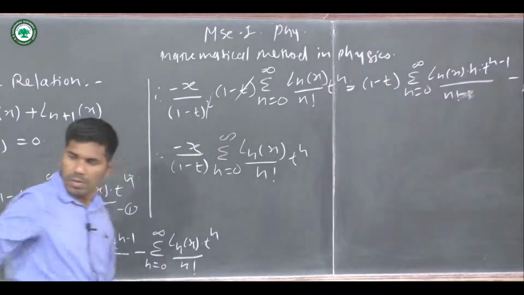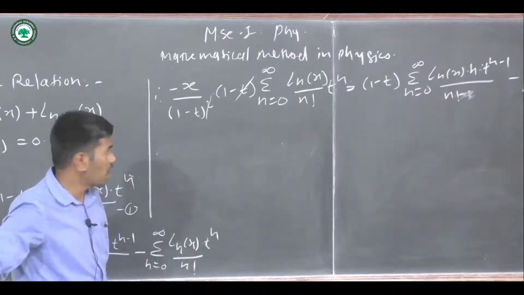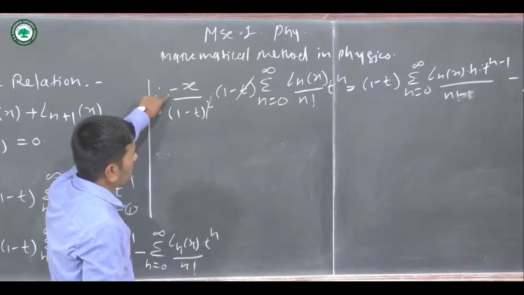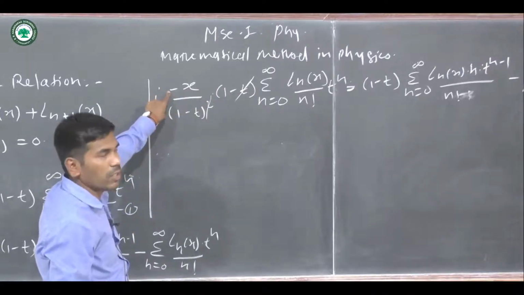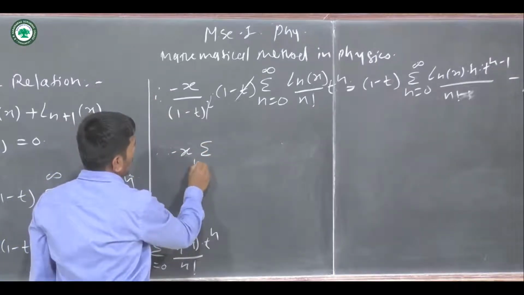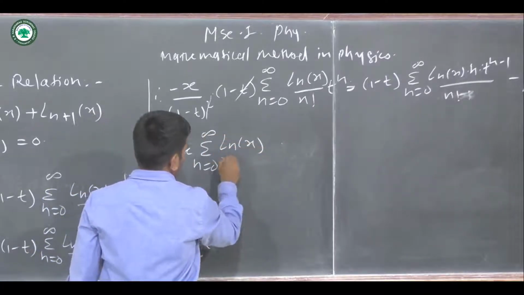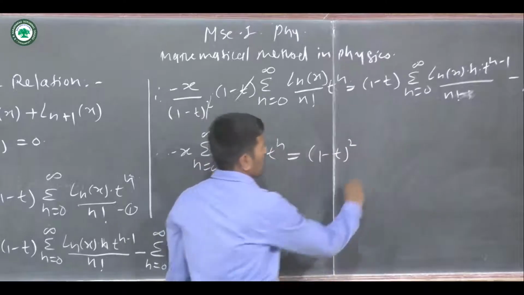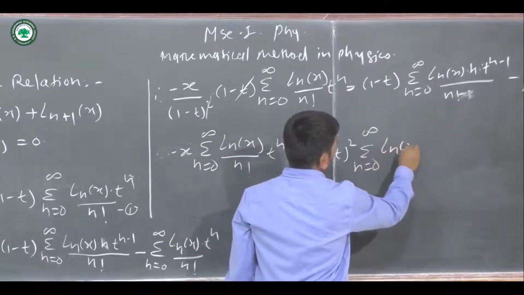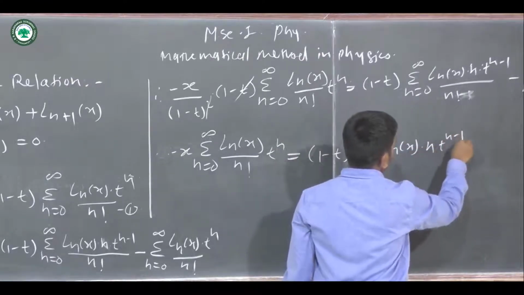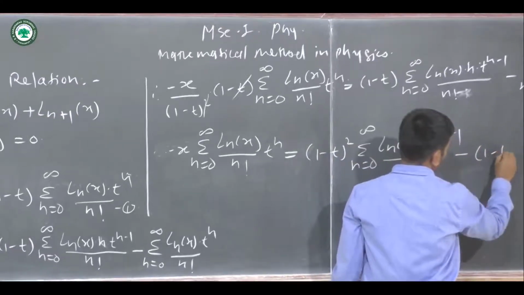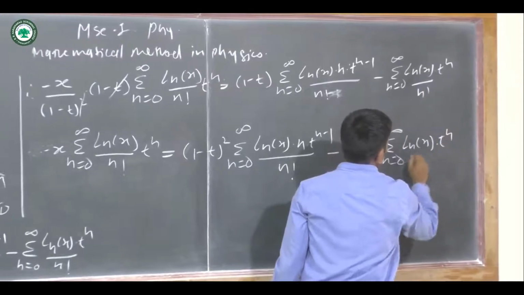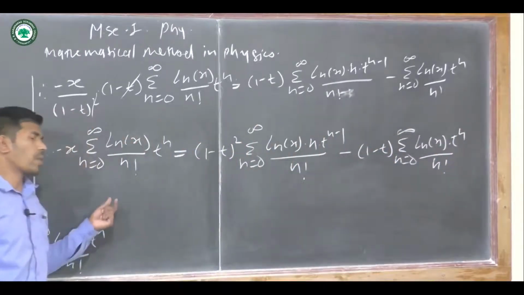So I am directly writing here: if I multiply both the left hand side and the right hand side by (1−t), it is −x times the summation over n from 0 to infinity of Ln(x) divided by n factorial into t^n is equal to (1−t)² times the summation over n from 0 to infinity of Ln(x) n t^(n−1) divided by n factorial, minus (1−t) times the summation over n from 0 to infinity of Ln(x) t^n by n factorial. This is after multiplying both sides by (1−t).